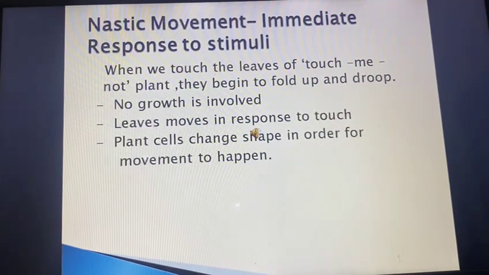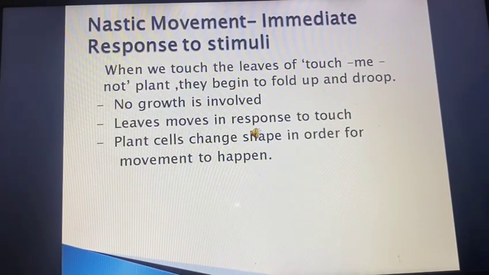And plant cells change shape in order for movement to happen. Plant cells change shape by changing the amount of water in them. As a result, they swell and shrink, and it results in the change in shape, and that helps in the movements to occur.